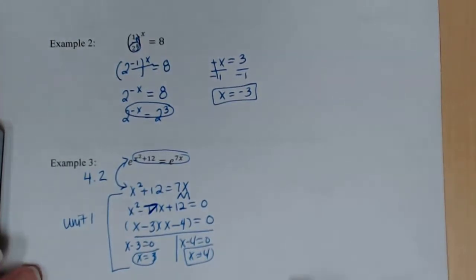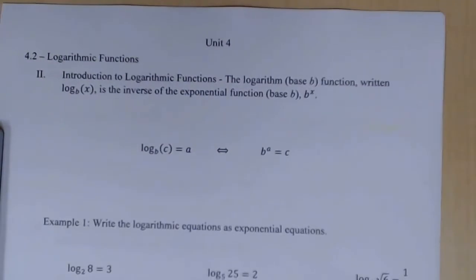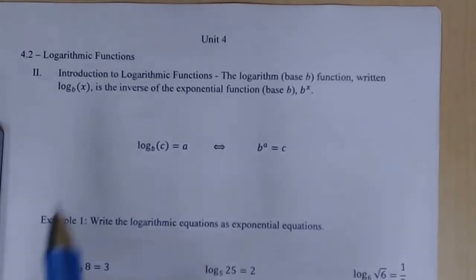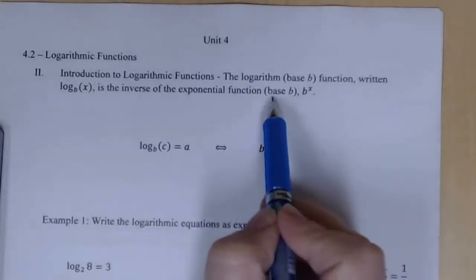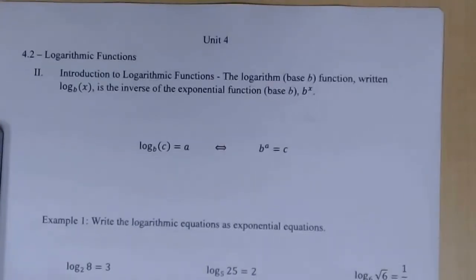So the one-to-one property is really nice because it's going to help us with working with these. So let's dive a little bit deeper into our logarithms, and then we'll come back to that one-to-one property. It says Introduction to Logarithmic Functions. The logarithmic base b function, written as log base b of x, is the inverse of the exponential function of base b, b to the x. And so we're going to use this interchanging of the logs and the exponentials, and that's why they're all in the same unit, to help us figure it out.